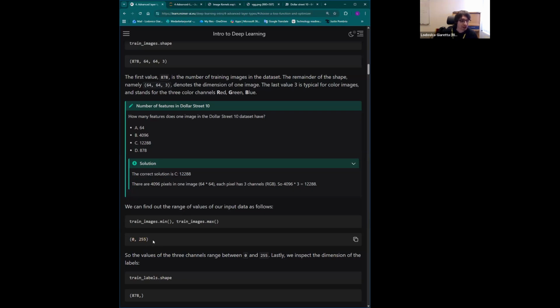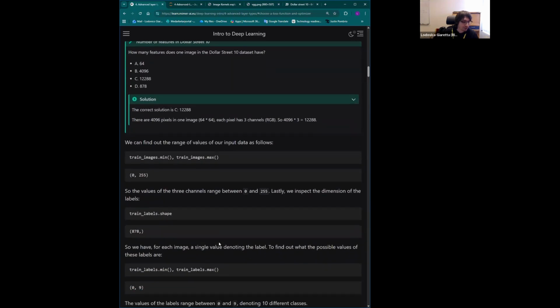So if a pixel has 0 in red, green, and blue, then it's a black pixel. If it has 255 in all of red, green, and blue, it is white. If it has 255 only in the red component, then it's a red pixel. And all possible combinations of these.